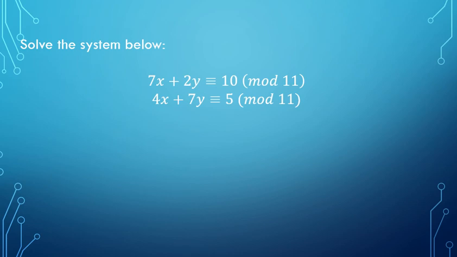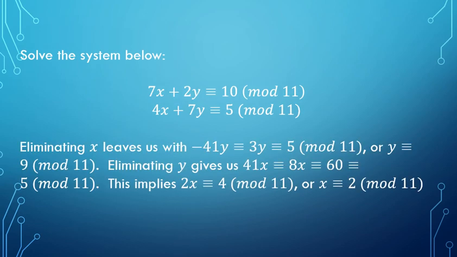Okay, let's see if you guys came up with the correct value for X and the correct value for Y. First, I eliminated the X's, so I'm multiplying the top congruence by 4 and the bottom one by 7. I have 4 times the 2y gives me 8y, 7 times the 7y gives me 49y. 8y minus 49y gives me the negative 41y, but mod 11, negative 41 is congruent to 3. So negative 41y is congruent to 3y.